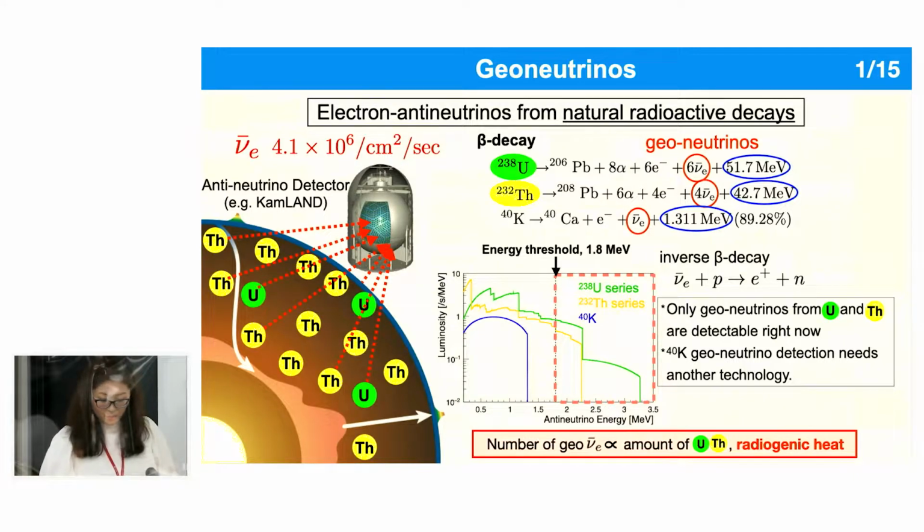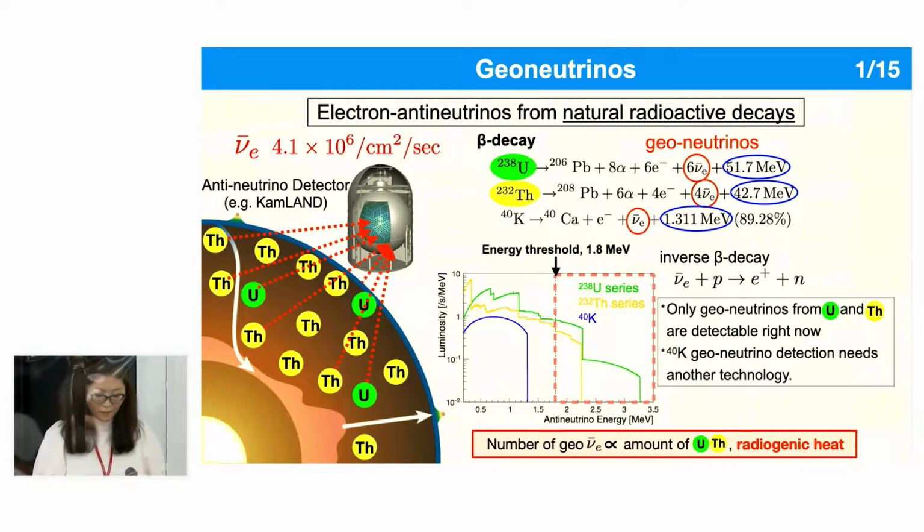I'd like to mention one thing on this slide, which is the flux. We have a huge amount of geoneutrinos, about 4.1 times 10^6 per square centimeter per second. It's huge, but I will show you the experiment result later. What we can measure is about one event per month, even with the world's largest antineutrino detector. So this is what we are doing.